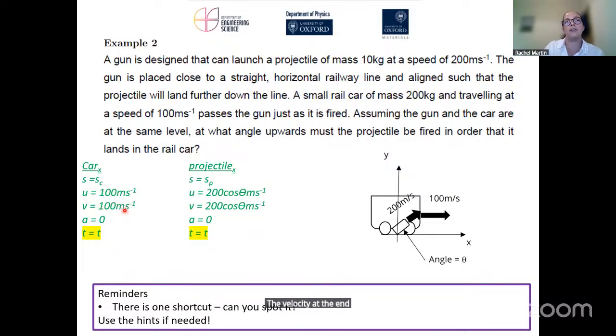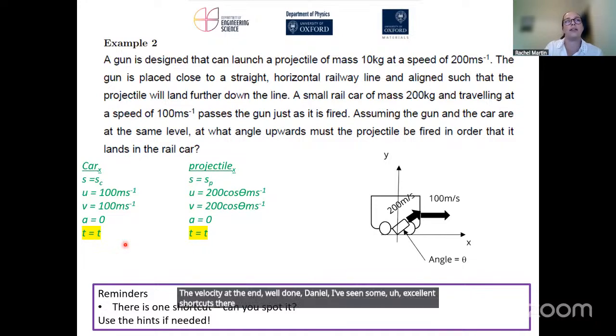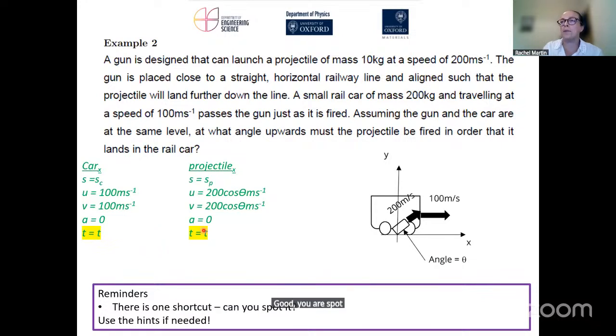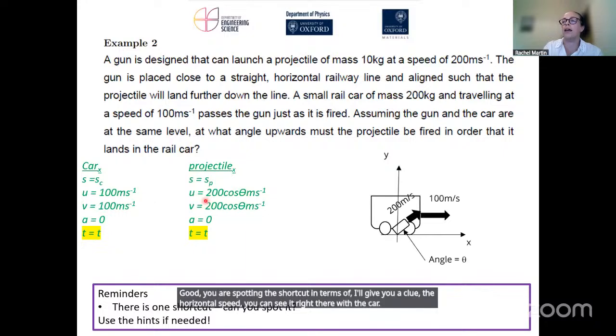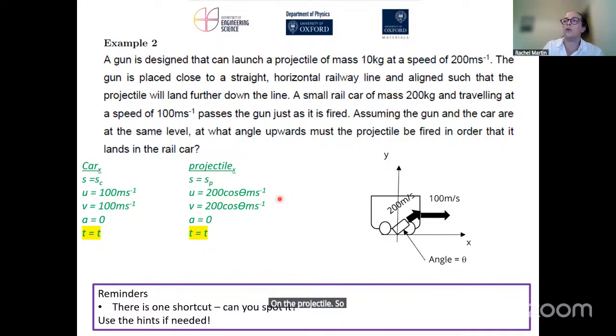Well done, Daniel. I've seen some excellent shortcuts there. Another excellent shortcut. Good, so you are spotting the shortcut in terms of, I'll give you a clue, the horizontal speed. You can see it right there with the car and the projectile. So we have time linking them both. Horizontally, there is zero acceleration using the information in the question. And to land in the cart, the displacement has to be equivalent to both.